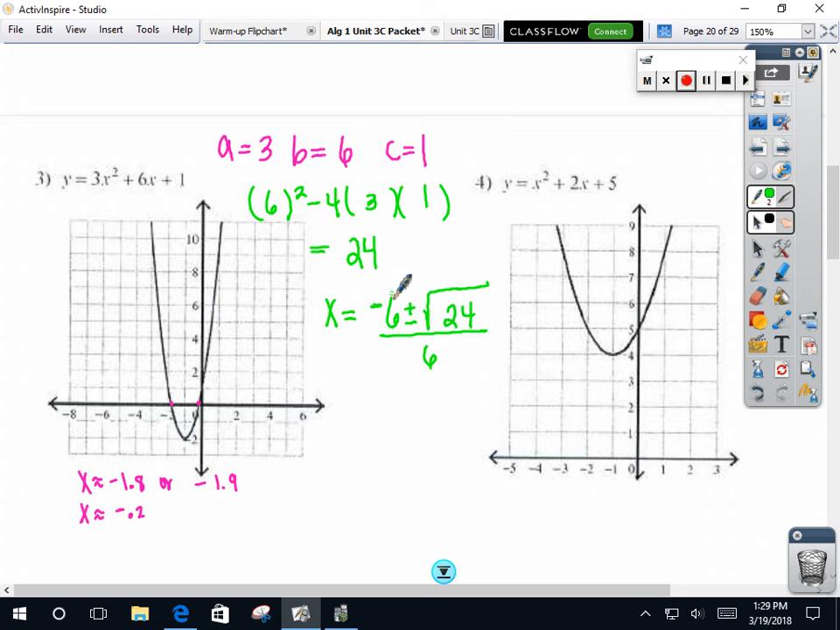Now type it in, negative 6 plus the square root of 24 over 6. Everybody type it in first with the plus sign. Okay, so when you type it in with a plus sign, you rounded it to negative 0.2, which is what somebody said. Just by looking at the graph, they guessed. That was a good guess.